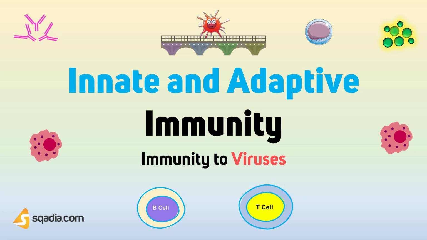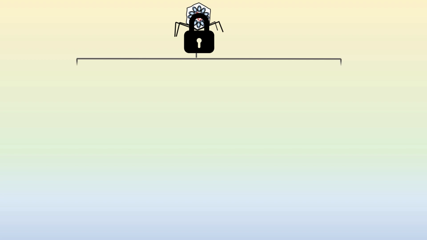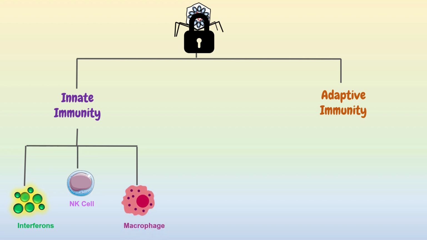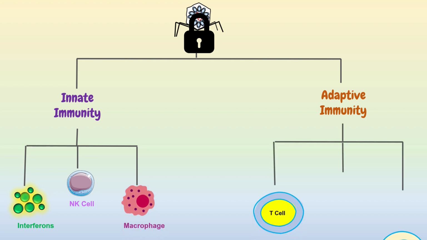In this section, we will discuss the innate and adaptive immunity to viruses. As we know, our body responds to virus both by innate immunity and adaptive immunity. Innate immunity responds against virus through interferons, natural killer cells, and antigen-presenting cells such as macrophages, while T cells, B cells, and antibodies provide immunity against virus in the case of adaptive immunity.